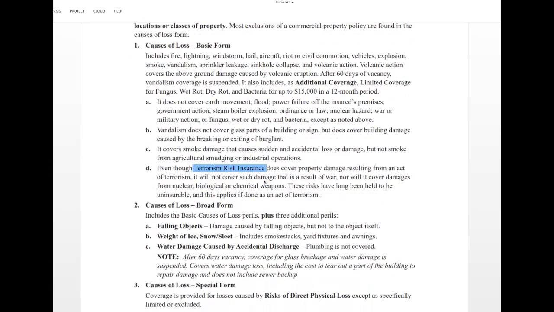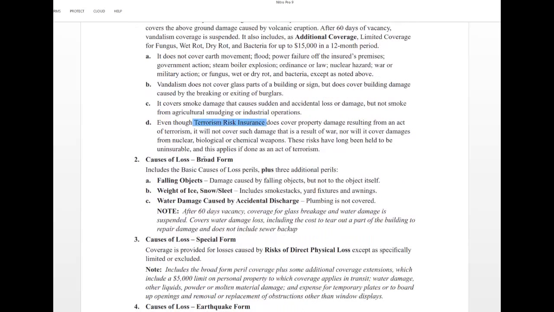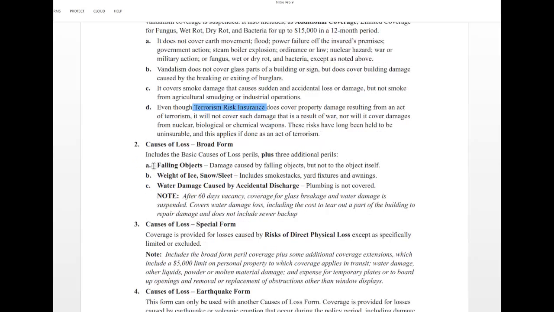Then we have the next form, which is broad form. Broad form is more encompassing, it covers more things. So you can see they cover everything from basic, so that's this, plus these 3 additional perils, falling objects.